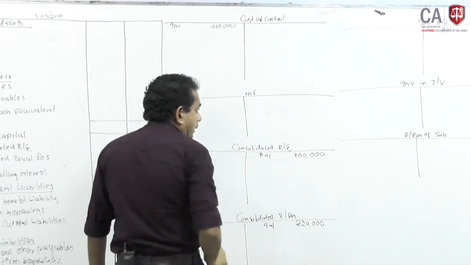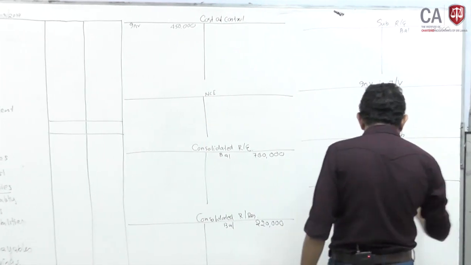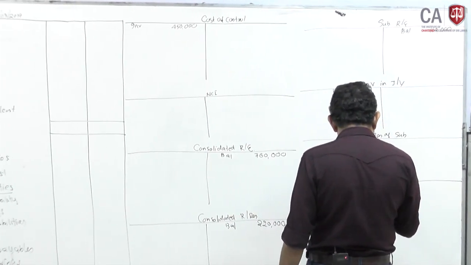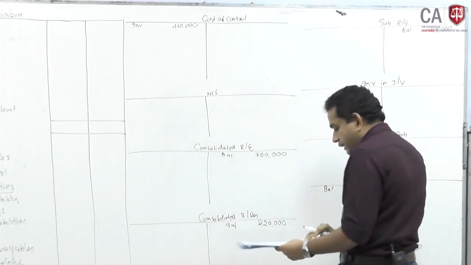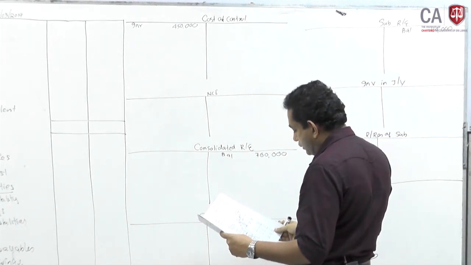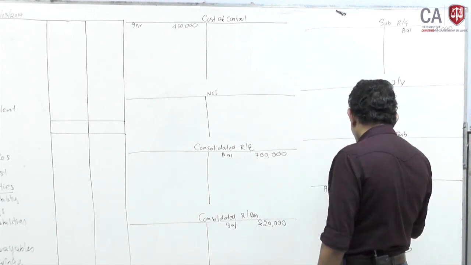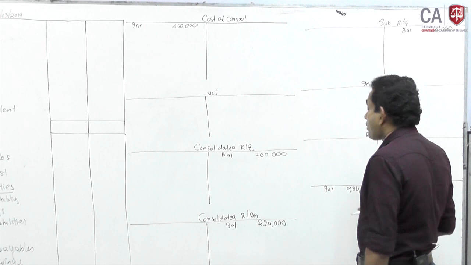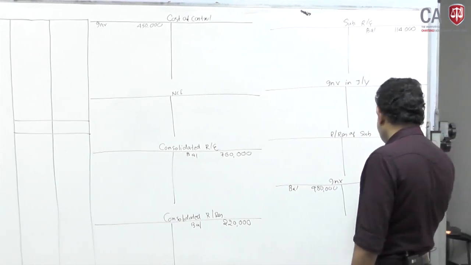And also let me open up another simple account, parent company's investment account. Parent company's balance sheet has an investment account, balance of how much? 980,000. Out of this 980,000, let me transfer 450,000 to cost of control for the goodwill calculation.